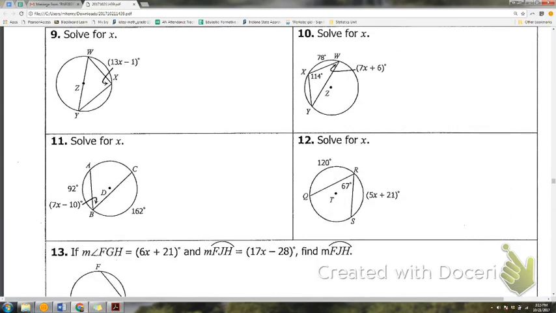Okay, on example 9, we know that we have 13x minus 1. It's asking us to solve for x. That is this angle here. And we know that this angle opens up to the diameter. And we said anytime it opens up to the diameter, what kind of an angle is this? It's a right angle. So you have 13x minus 1 equals 90. All right, 13x equals 91. So x is 7.